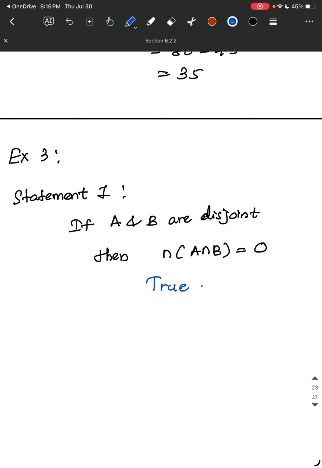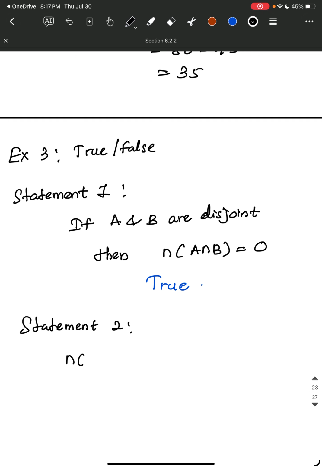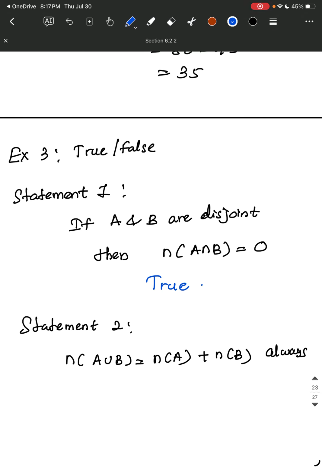Statement 2. The number of entries in A union B equals the number of entries in A plus the number of entries in B, always. Is it correct? True or false? False. It is true only when the sets are disjoint.